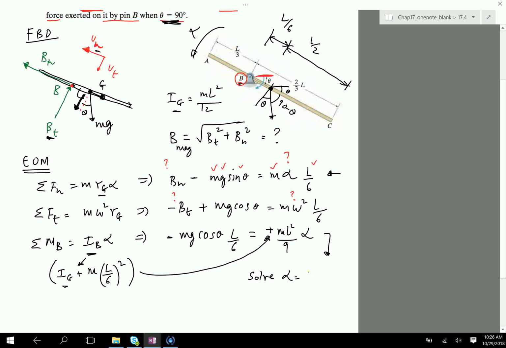Solve alpha comes out to be negative 3 divided by 2 g divided by L cosine theta. Okay, so we can take that alpha, plug it in this equation, first one, and solve for Bn, but we still need to find Bt. Now Bt has omega, so we need to find omega. Well, in this case we need to find omega at theta equals 90, but let's try to solve for omega. First let's try to find omega at a generic theta and then put theta equals 90 degrees.